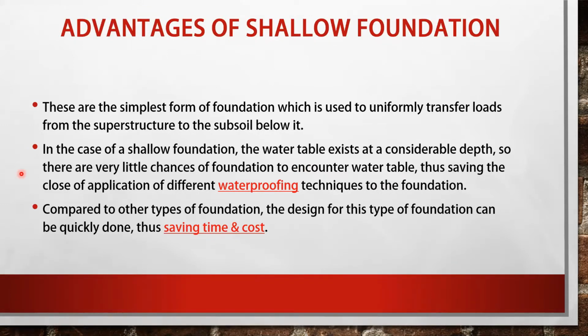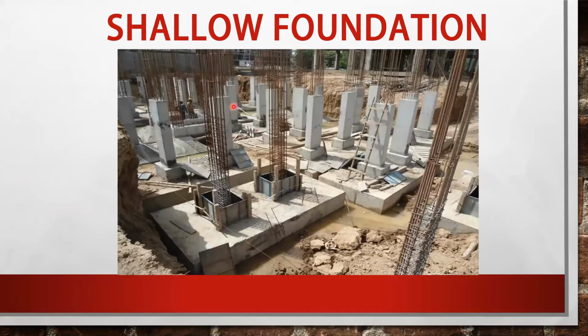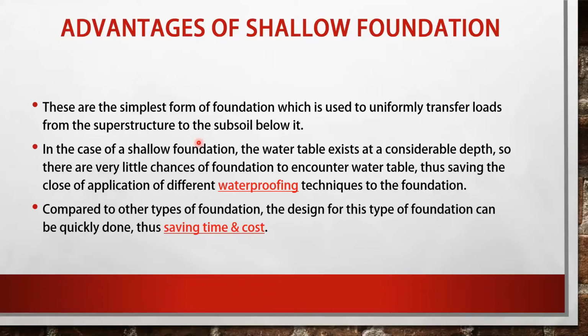The first advantage of this foundation is that it is the simplest form of foundation, which is used to uniformly transfer the load from the superstructure to the subsoil below it. What is superstructure? The building can be categorized in two parts. One is the substructure, in which we keep the footings, and the second one is the superstructure, that is visible above the ground. The foundation will take the load of the whole superstructure and uniformly distribute it to the soil.